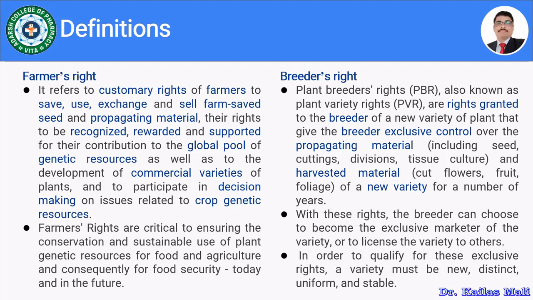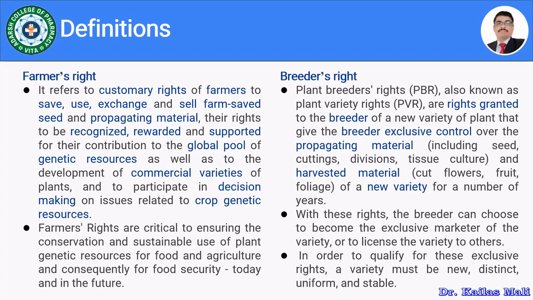In another term, the farmer's rights are critical to ensuring the conservation and sustainable use of plant genetic resources for food and agriculture, and consequently for food security today and in the future. So this is about the farmer's right.